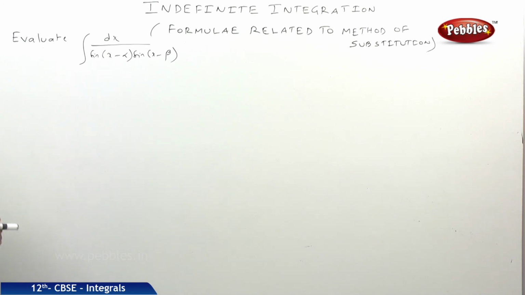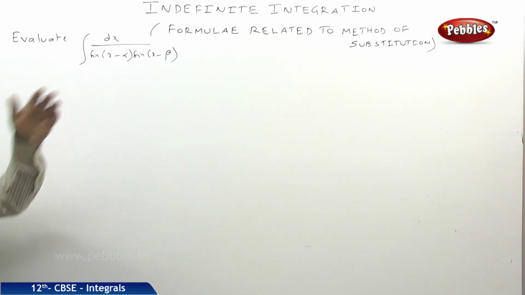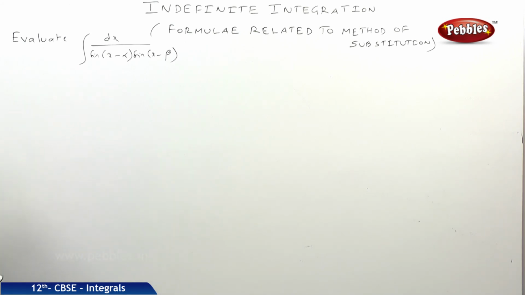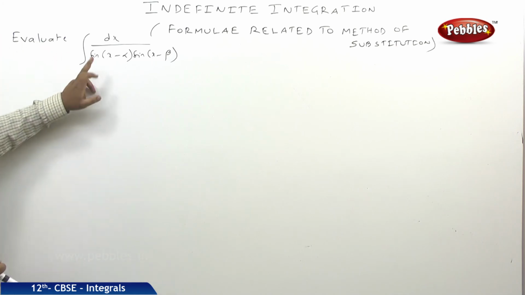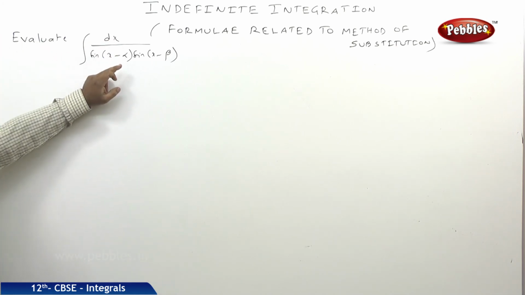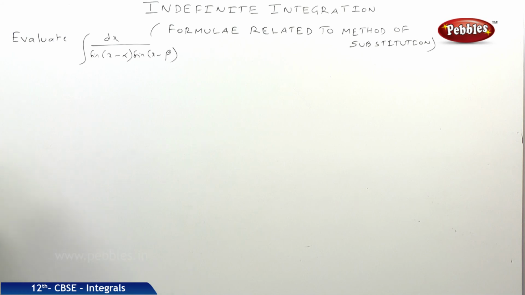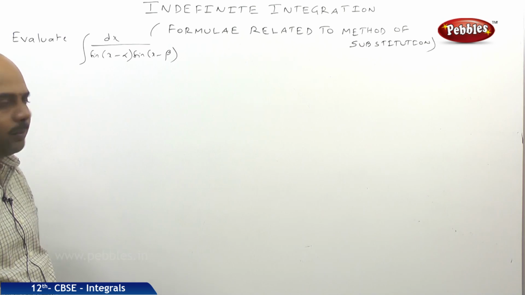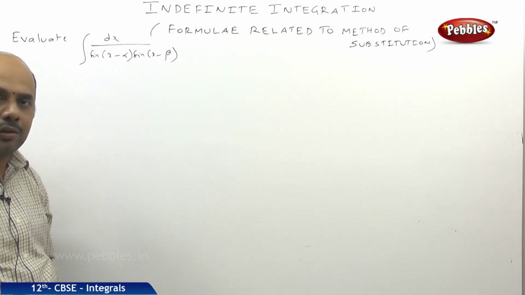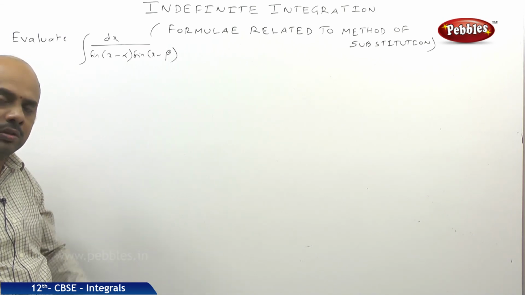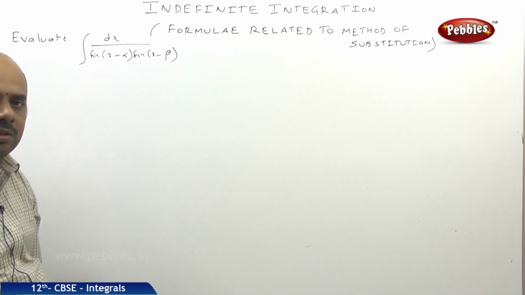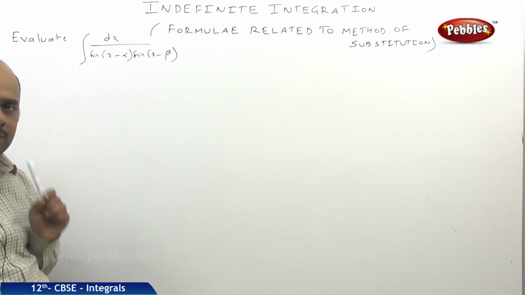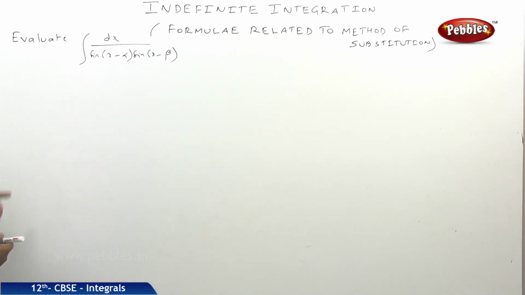Right. Now we shall be seeing some application of the previous trigonometric substitution formula. A question might be asking like this: integral of dx by sine of x minus alpha into sine of x minus beta. So after seeing this question, our mind becomes a little bit blurred about how to proceed. So for this I will give a simple suggestion to you, friends.